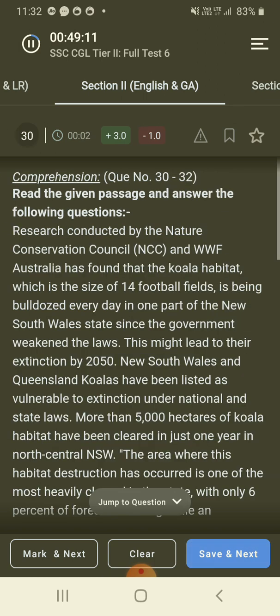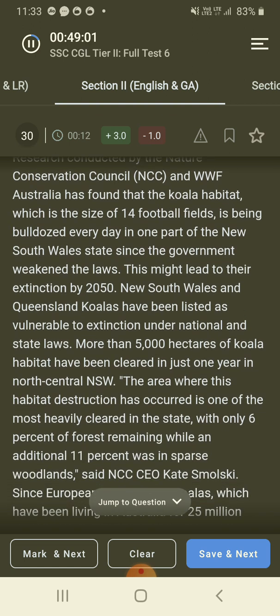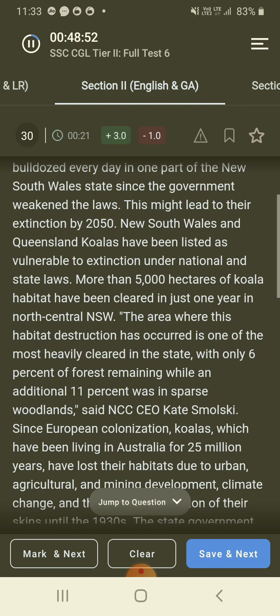Research conducted by the Nature Conservation Council and WWF Australia has found that koala habitat the size of 14 football fields is being bulldozed every day in one part of the New South Wales state since the government weakened the law. This might lead to their extinction by 2050.